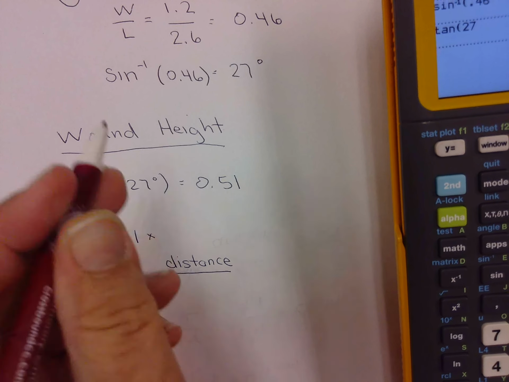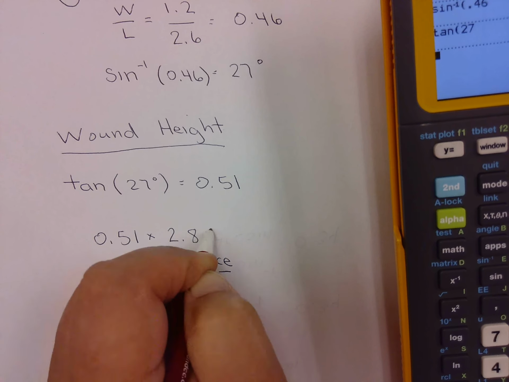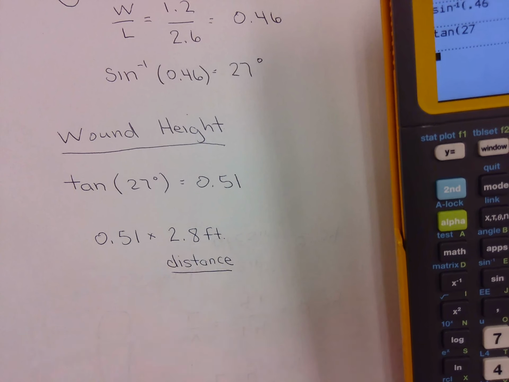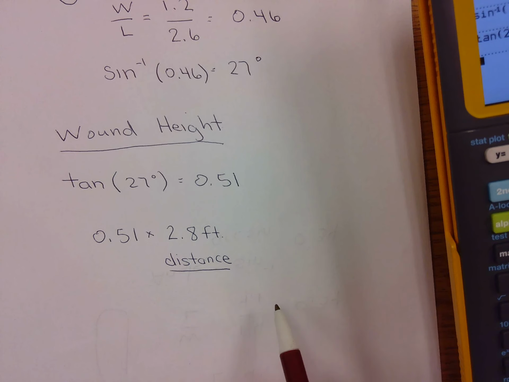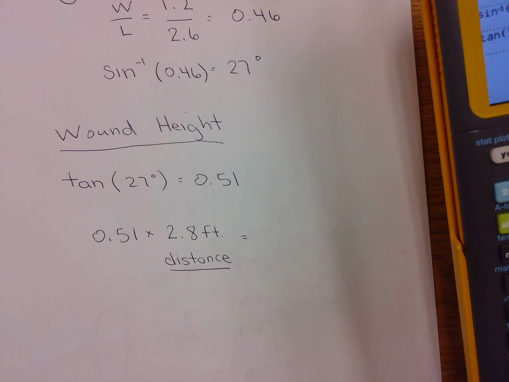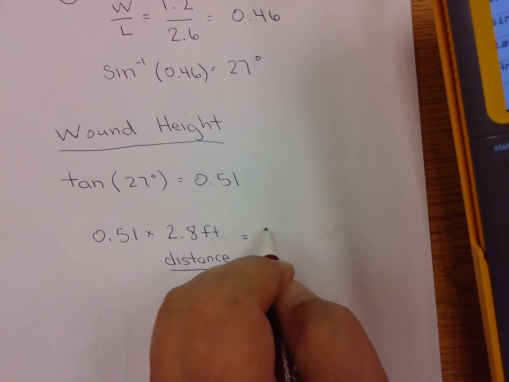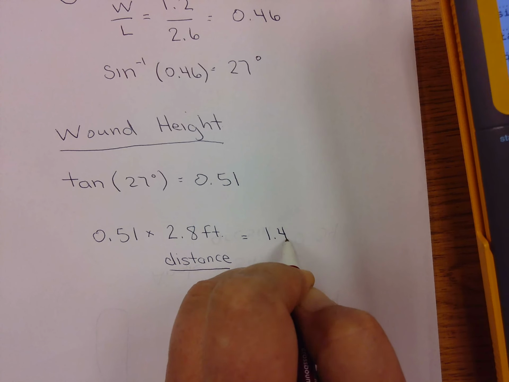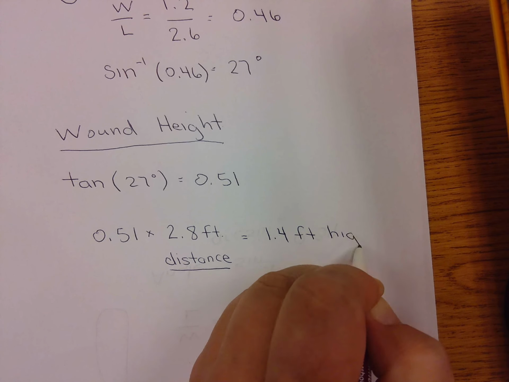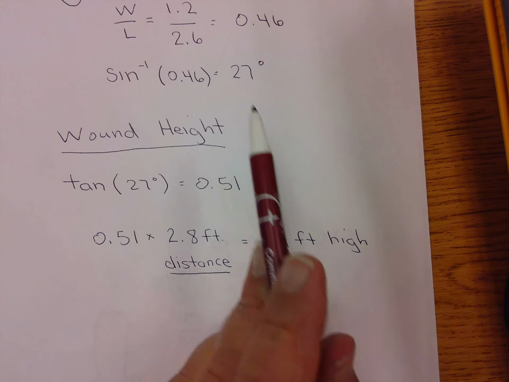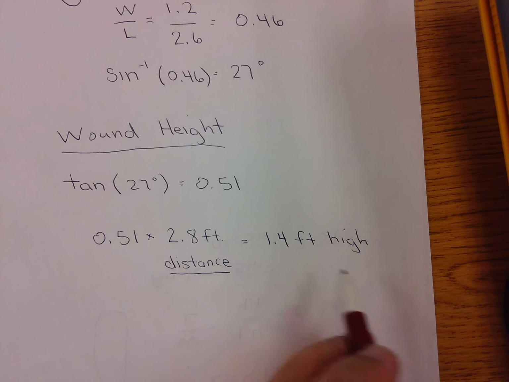Okay, I'll just make up something. We'll say it was 2.8 feet. That number will be given to you, or you'll have to measure it in the room. But that's the distance. So you multiply those two numbers together, and I got 1.4, and that is feet high. So whatever, this wound was made at a height of 1.4 feet.